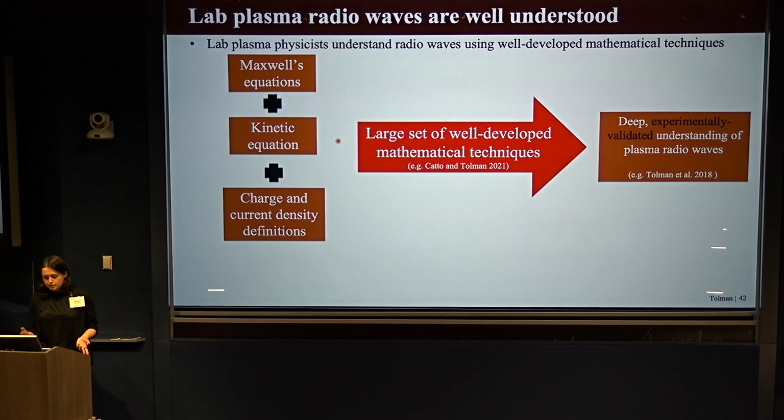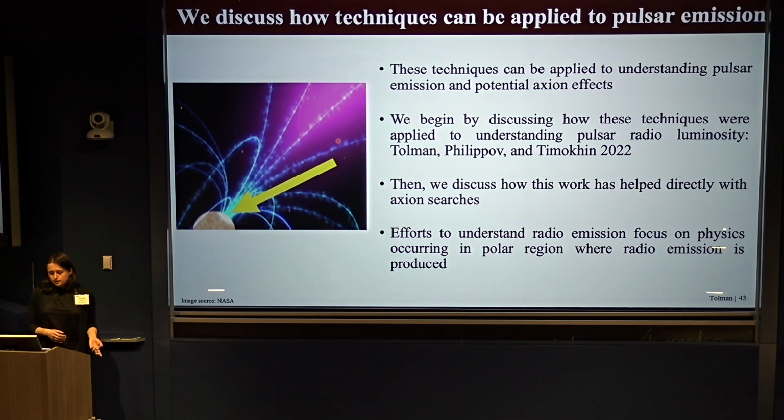Lab plasma physicists understand radio waves using well-developed mathematical techniques. They take Maxwell's equations, they take a kinetic equation, like the kinetic equations we presented at the beginning of this talk, they take charge and current density definitions, and they take a large set of well-developed mathematical techniques, and they have a deep, experimentally validated understanding of radio waves that results. These techniques that are well established in plasma physics can be applied to understanding pulsar emission and potential axion effects. So in this final section of the talk, we'll begin by discussing how these techniques were applied to understanding pulsar radio luminosity, and then we'll discuss how this work has helped with axion searches.